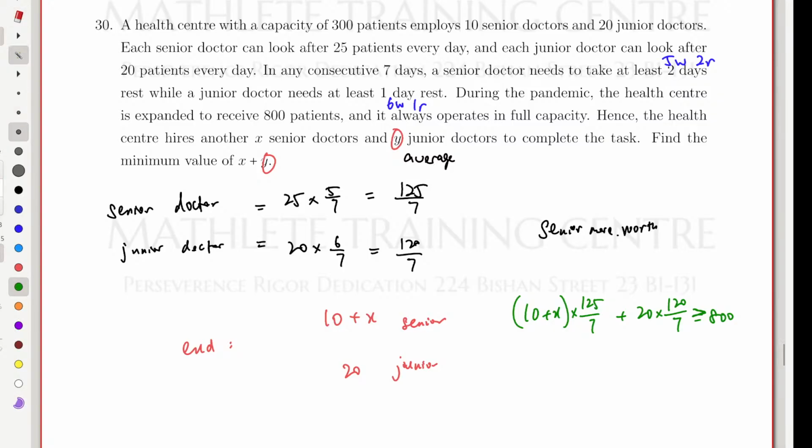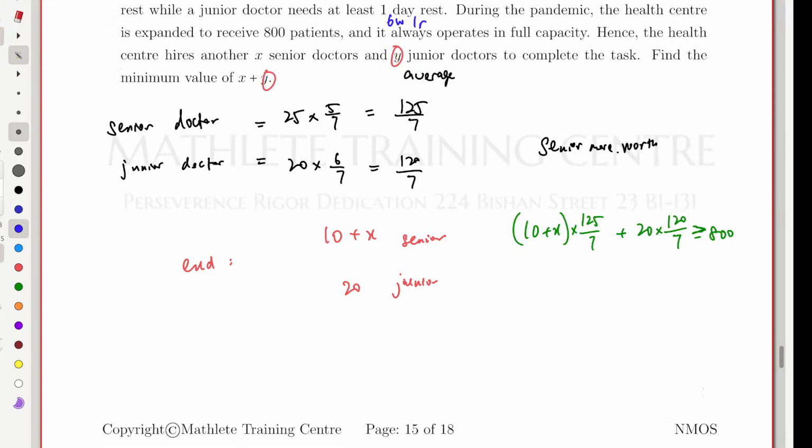Okay? So let's figure out what this is. We can do that by multiplying by 7. So we have 10 plus X times 125 plus 20 times 120 is at least 5,600, right? Now, if I subtract 20 times 120, that's 2,400, from 5,600, I can get 3,200. So 125 times 10 plus X is at least 3,200. So now I can divide by 125.